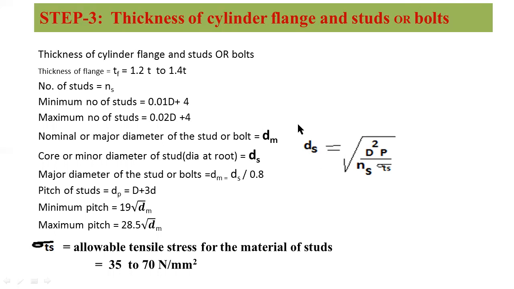The formula for d_s, the core diameter of the stud, is d_s equals square root of D square into p by n_s into sigma_ts. This is the formula for the diameter of the core. By using this formula, you will get the value of n_s.